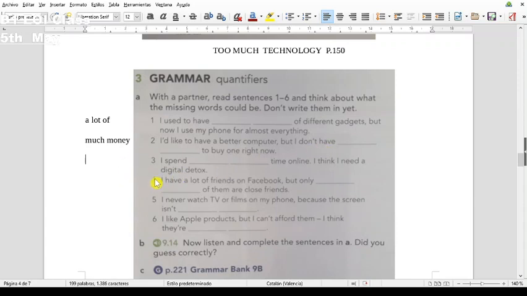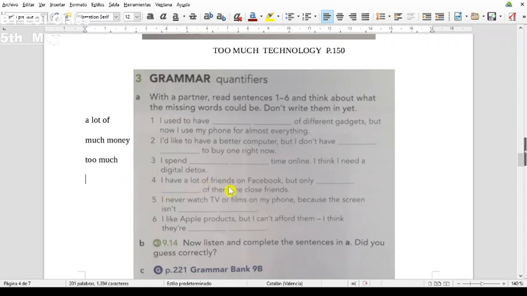Number 3. I spend time online. I think I need a digital detox. Me hace falta una desintoxicación digital porque paso como poco o mucho o demasiado. Muy bien, demasiado es too, como es incontable el tiempo, much time online, too much time online, demasiado tiempo online conectado.